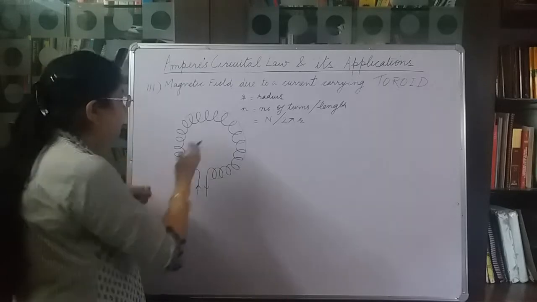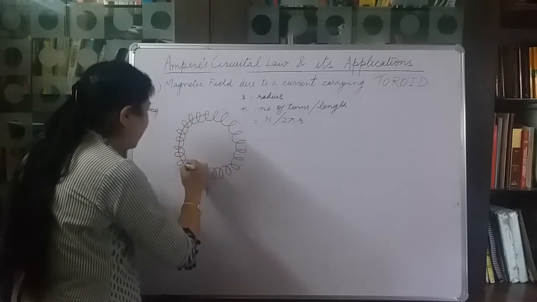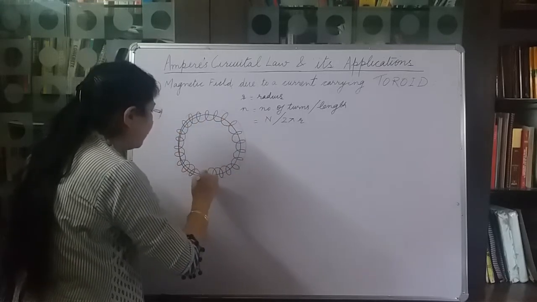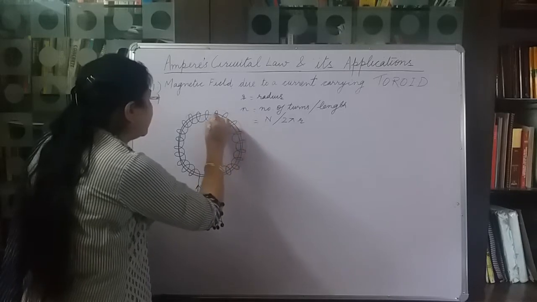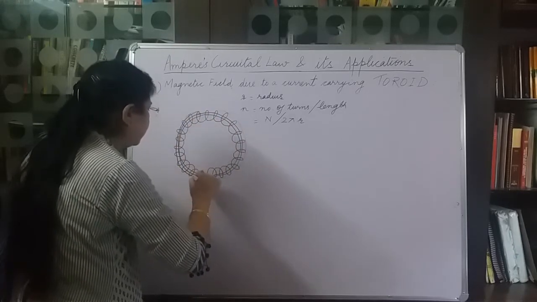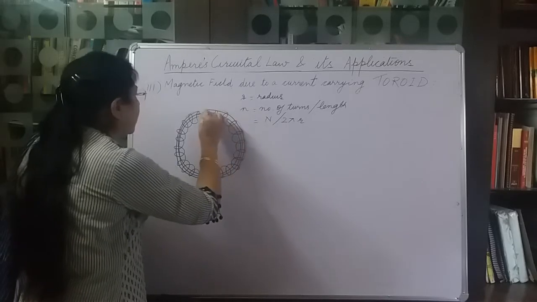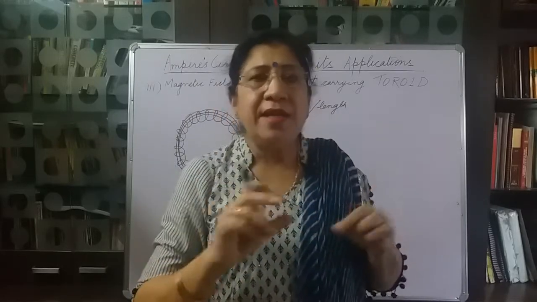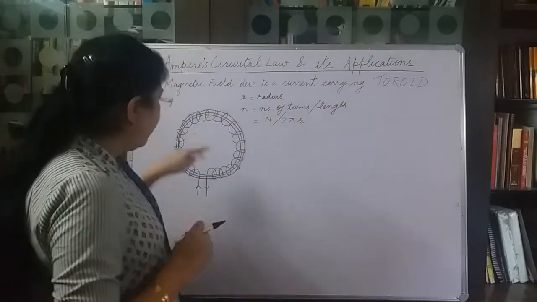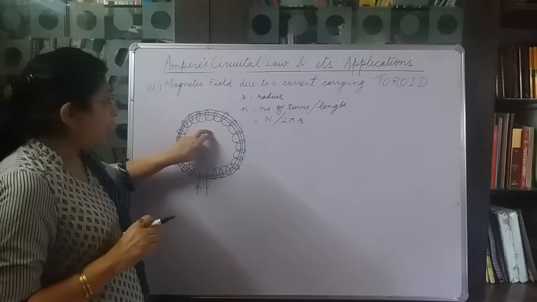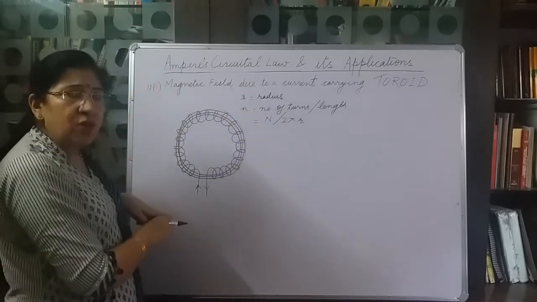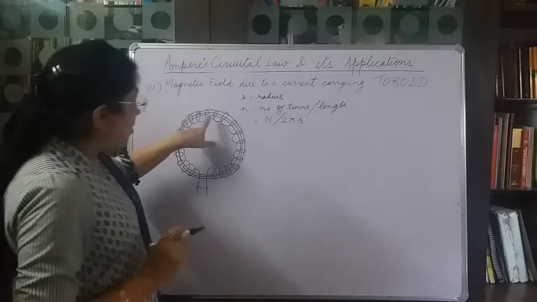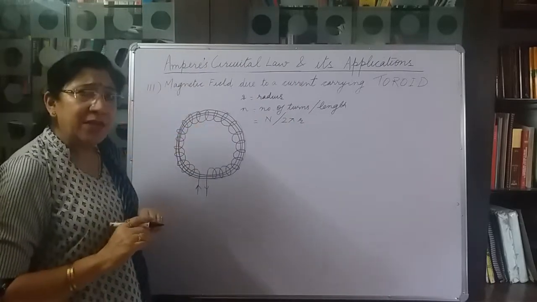So if I draw magnetic lines of force, they will be circular magnetic lines of force. The magnetic field has a constant magnitude inside the toroid. Outside the toroid, in the space interior to the toroid and in the space exterior to the toroid, the magnetic field is zero. Now, we can also see the direction of the magnetic lines of force.